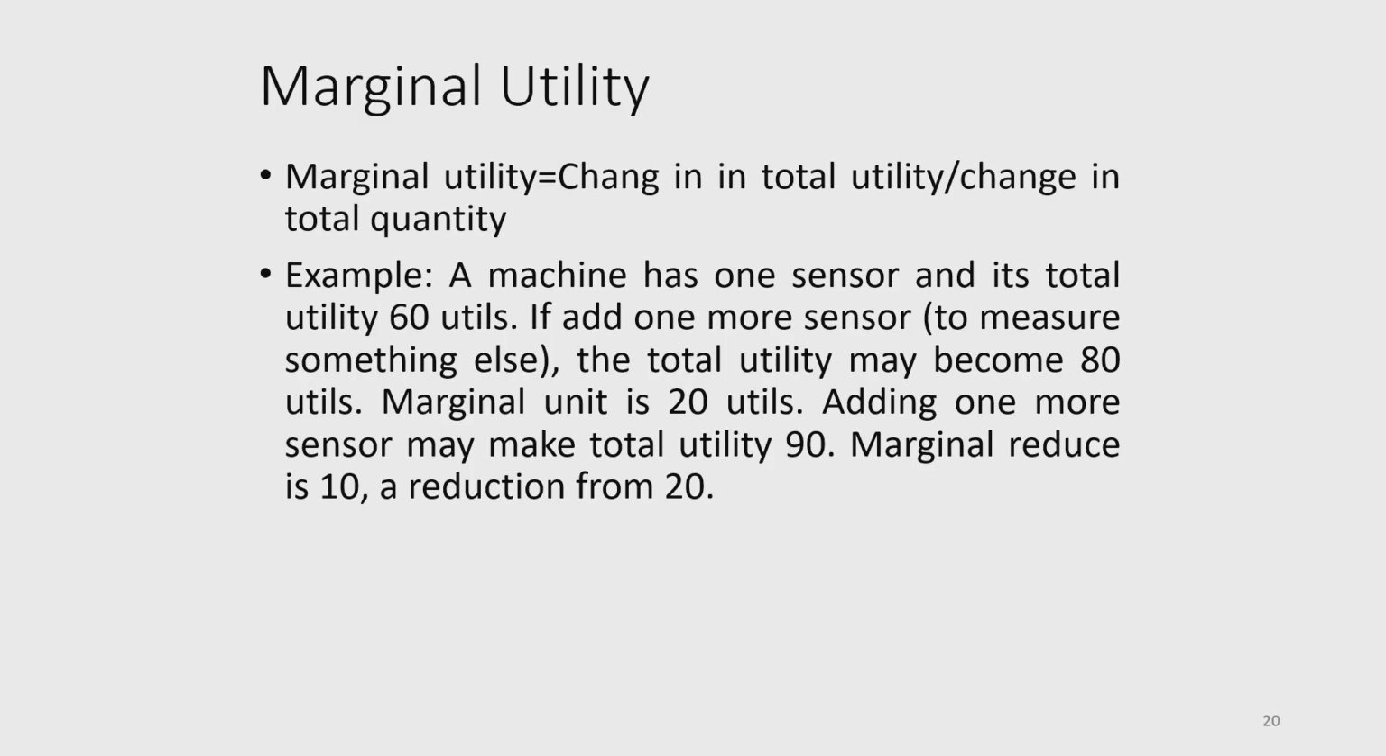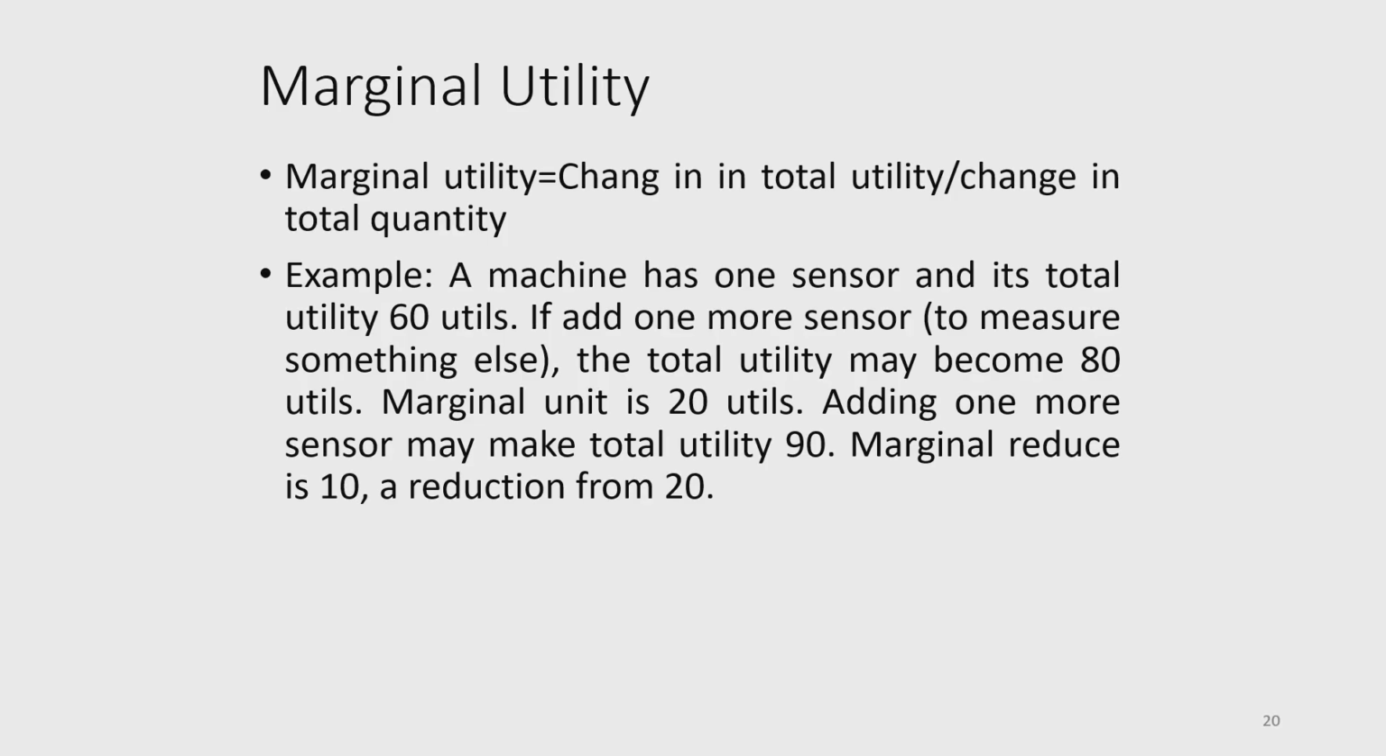Suppose, for example, a machine has been fitted with one sensor and its total utility is 60 utils. If I add one more sensor to measure something else, then the total utility may become 80 utils. Marginal utility then becomes 20 utils, because I added one. That means 80 minus 60, that is 20. Adding one more sensor may make total utility 90. Generally marginal utility reduces. So, here marginal utility reduces to 10, a reduction from 20.